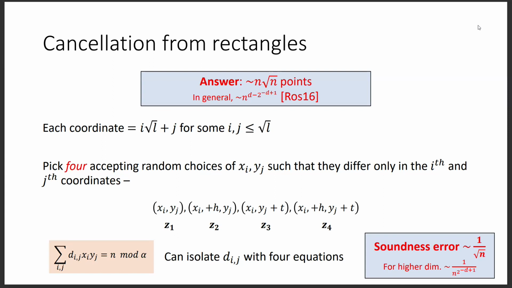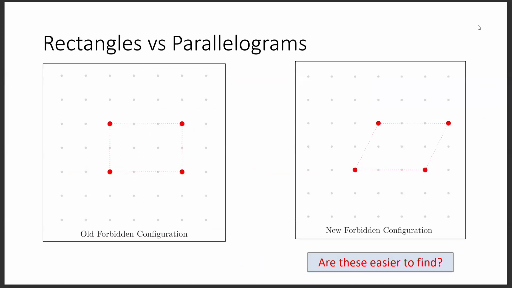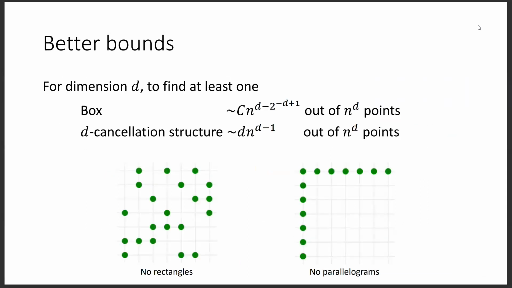It turns out that these 4 points don't exactly have to be of this form. It just turns out that the difference between the 2 points must be the same. So what we need is not rectangles, but instead something like parallelograms. In higher dimensions, they look a little more wonky. So the question is now, these are definitely more general than rectangles, but how much easier are they to find? If they're significantly easier, then we have a better bound and hence better soundness. So it turns out they're significantly easier to find.